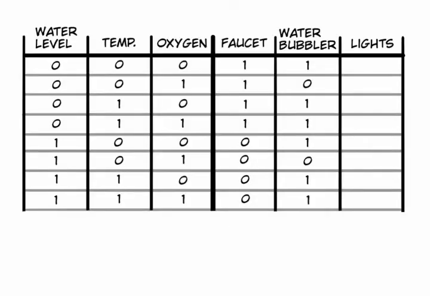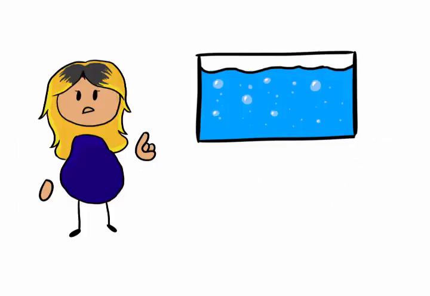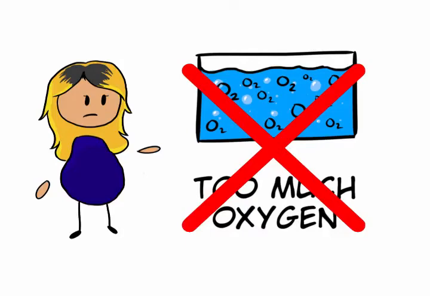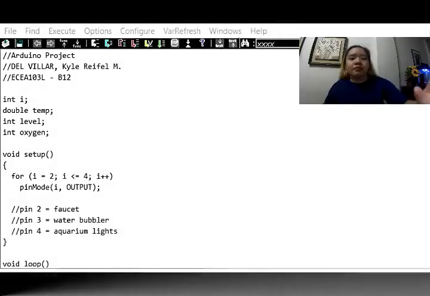Meanwhile, when the temperature is too low, the aquarium lights will turn on and will turn off when the temperature is back to normal. Side note, too much oxygen is not likely to be possible in a fish tank, so I didn't include this situation for my project.